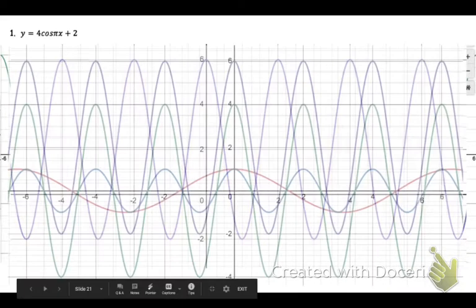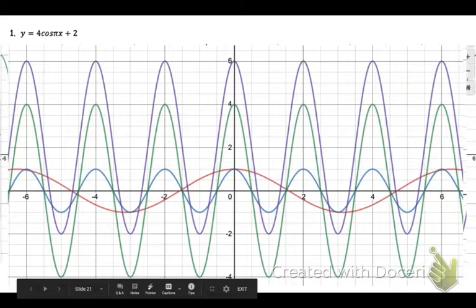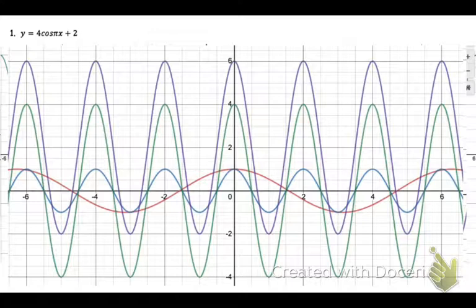Sometimes it's fun to just look at all of it in one. So we started with the red function, and the period changed to the blue function. So you see my graph kind of squeezed in on itself. It didn't take as long to complete one rotation, one cycle, one period. And then in the green function, my amplitude came into effect, and then the final purple function is where we moved it up 2 units.